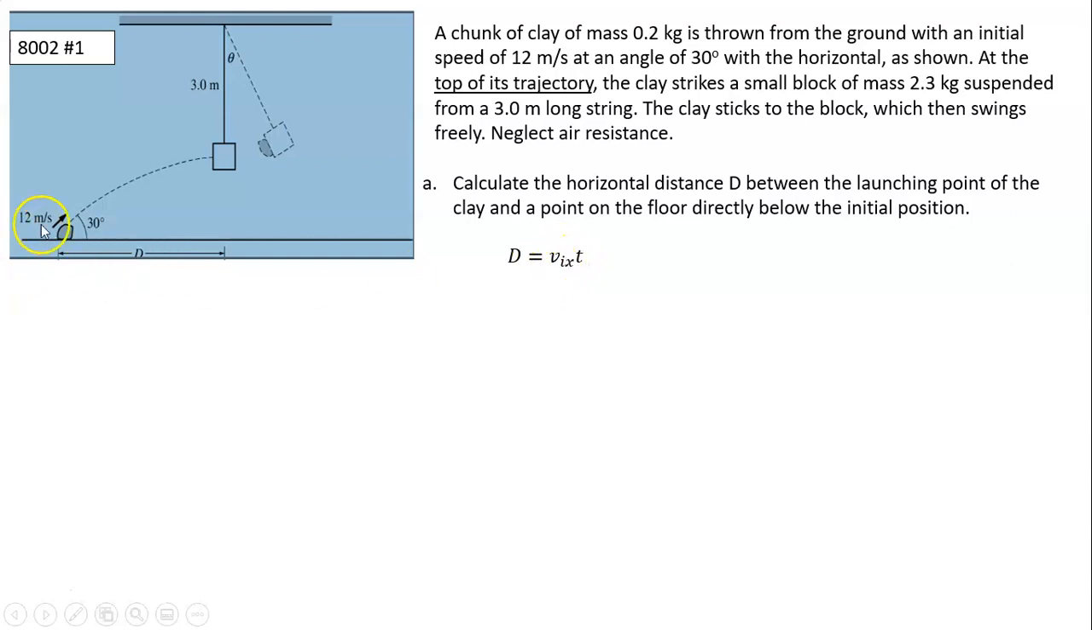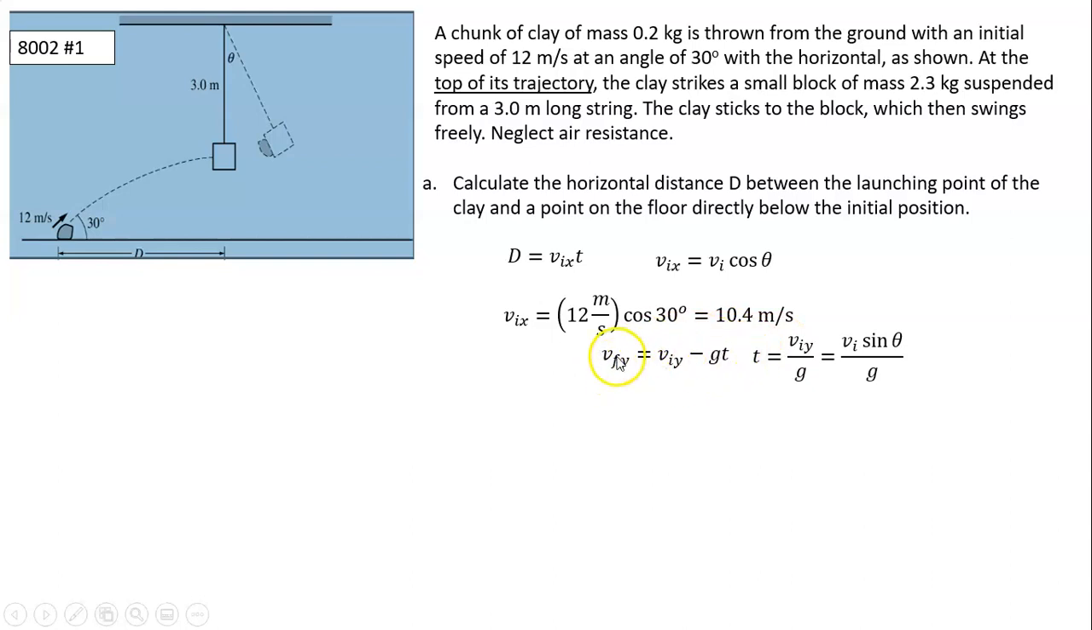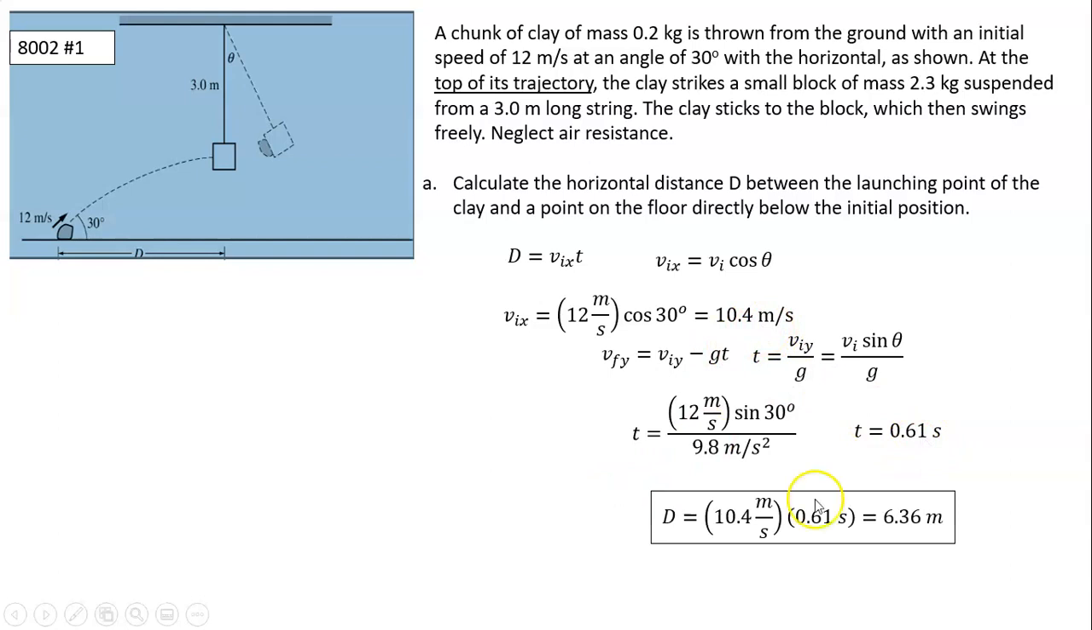We can figure out v_ix using the initial velocity times cosine theta. The time t to go to the highest point, we can also find out because we know the initial vertical velocity, we know the vertical acceleration, and we know that at the highest point its vertical velocity equals 0. So from those parameters, you can find t. Here is v_ix, v_i cosine theta. Substitute the numbers in. Here is the equation to find t at the highest point. Substitute all the numbers in. So here is t, here is your v_i, and that's how you find d, 6.36 meters.